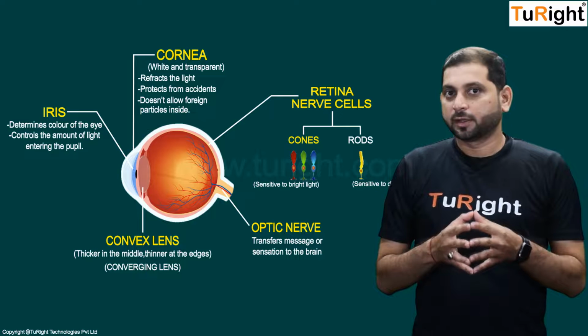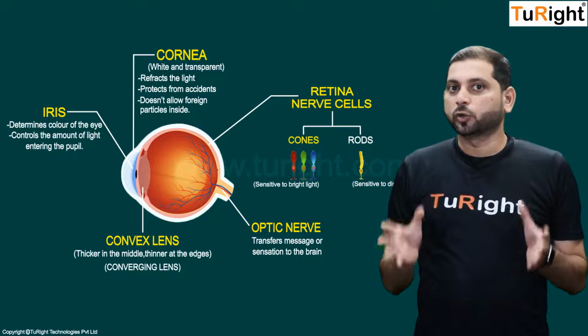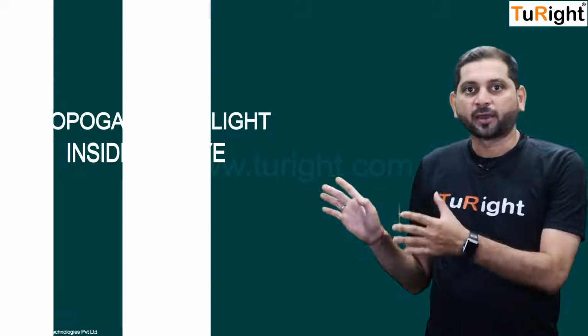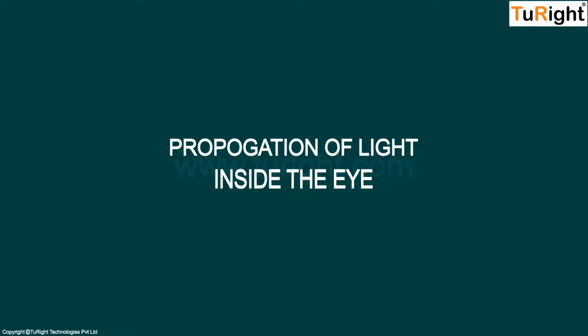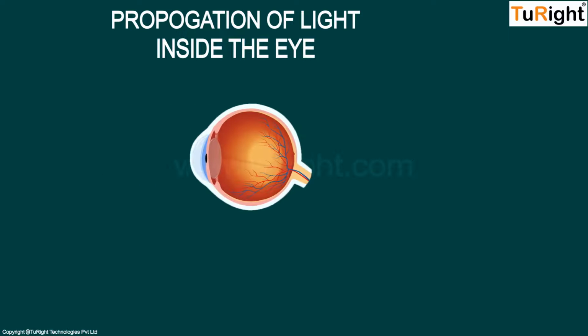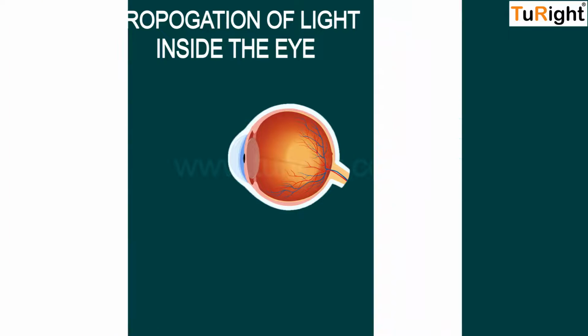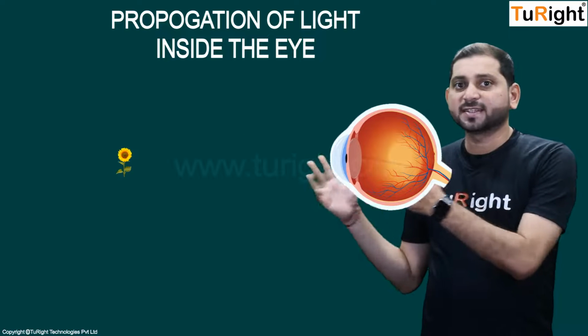Welcome to TuRight. In today's video, we're going to learn about the human eye, how light propagates into the human eye, and how we are able to see the objects around us. And for that, we will consider a simplified two-dimensional image of our eye. So how does light travel inside?